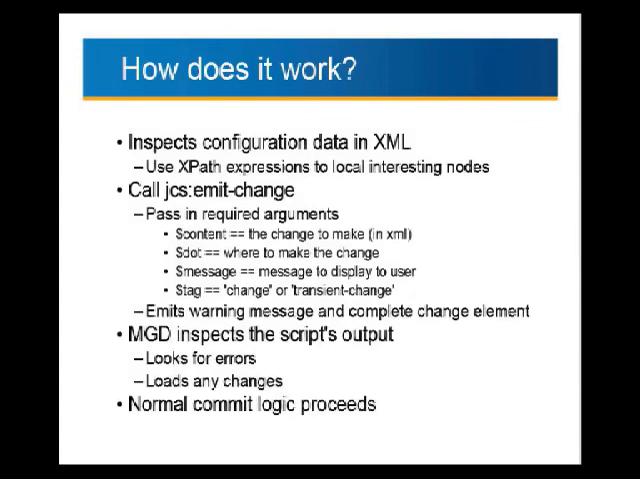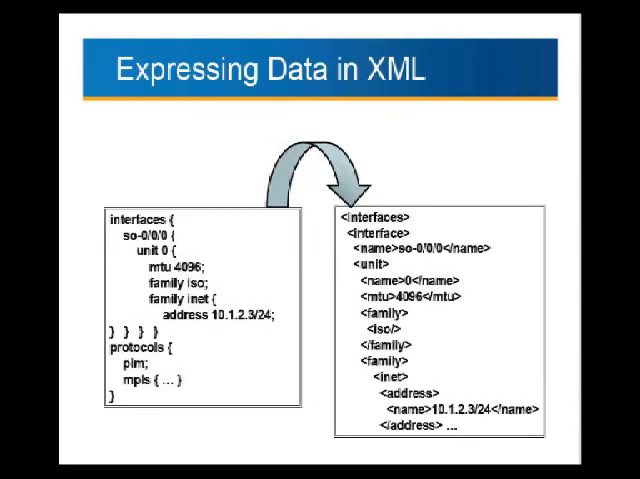The emit change function takes 4 arguments. Content saying what change I want to make. $dot tells me where it is relative to the configuration. $message is a warning message to display, and $tag is either change or transient change depending on the type of change I'm making. It defaults to change. So your script will generate those as actions. They're passed back to MGD, and MGD looks for errors, and if there are no errors, allows a normal commit. There's a nice one-to-one mapping between the configuration as expressed in Junos and the XML equivalent configuration, and so we can generate that easily.